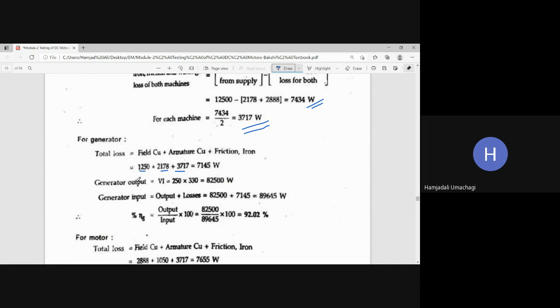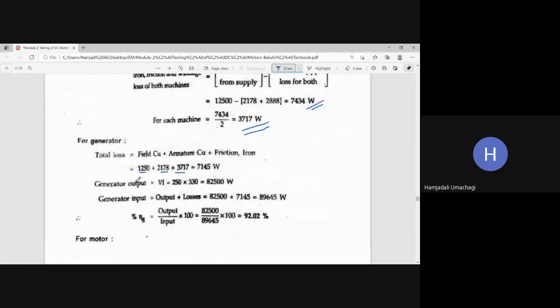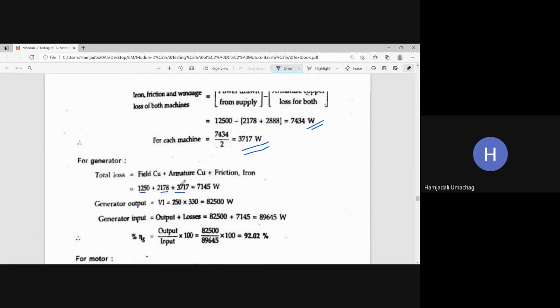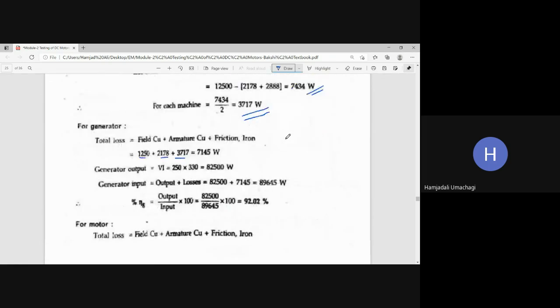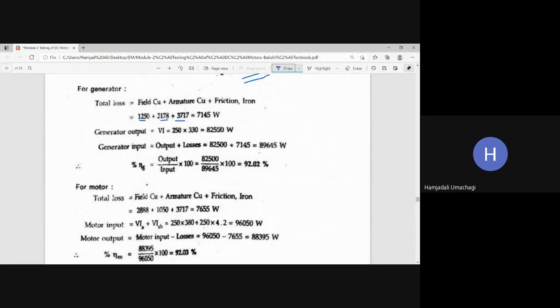Now generator output is V into I. What is the current here? You can see the current here in this case is 330, meaning armature current we should take. So voltage is 250 and current given by the generator is 330. So the product of 250 into 330 is the output of the generator, whose value is 82,500 watts or 82.5 kilowatts.